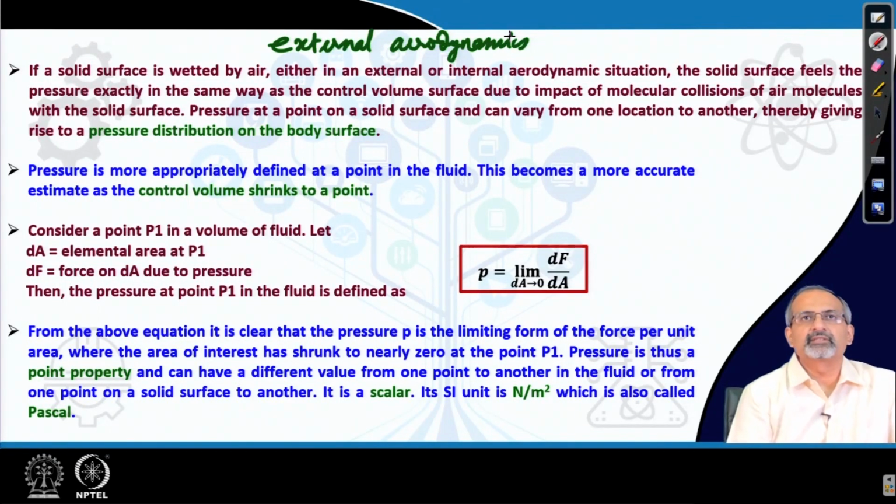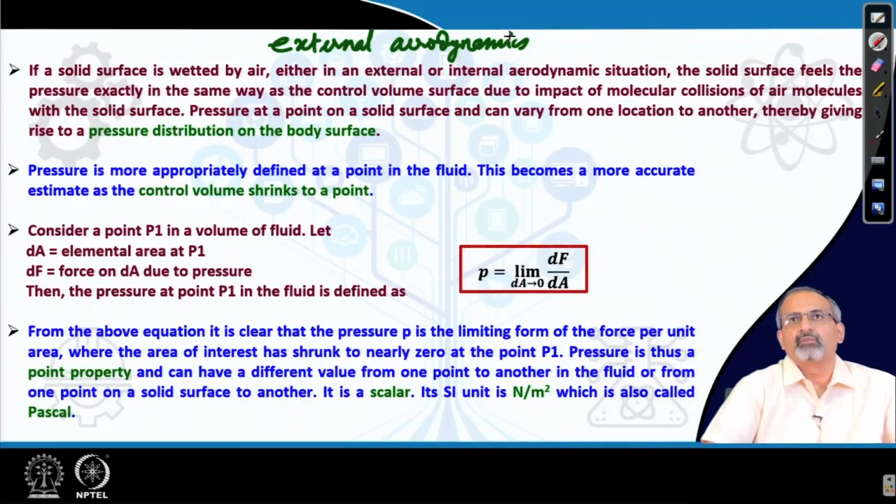A solid surface can come into the picture even in an internal aerodynamics problem. Now, when it gets wetted by the air, then the solid surface feels the pressure exactly in the same way as the control volume surface was feeling it, due to impact of molecular collisions of air molecules with the solid surface. So, the mechanism remains identical.